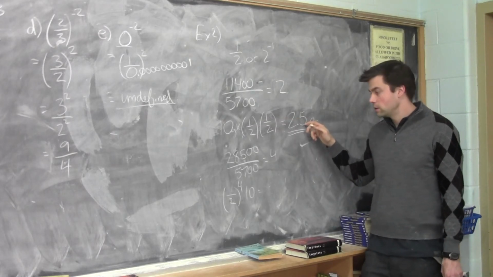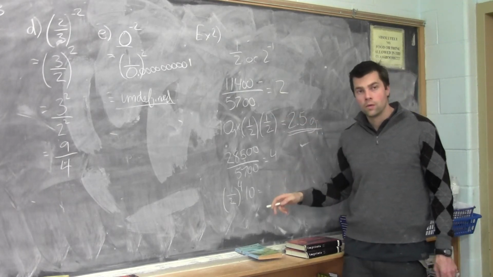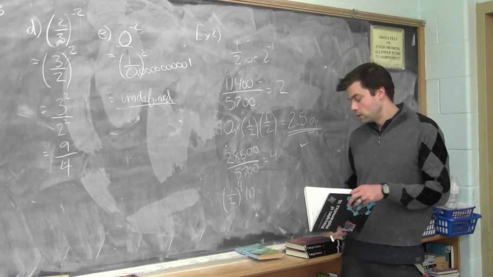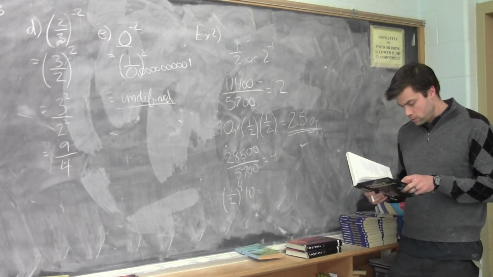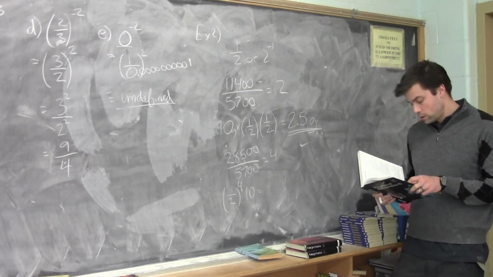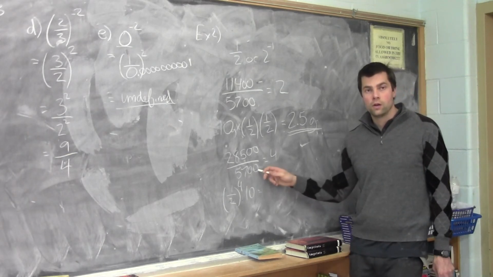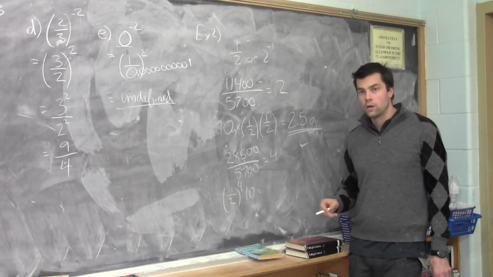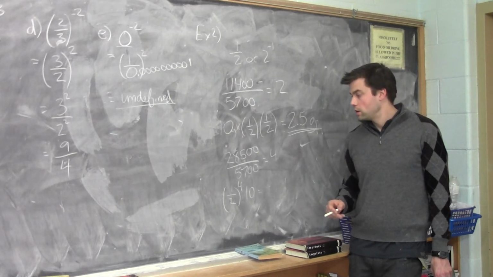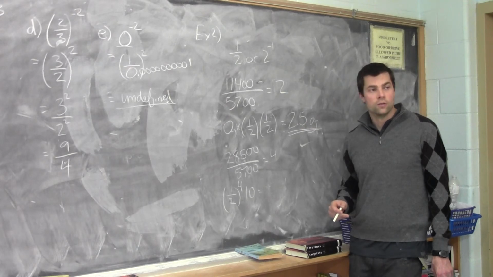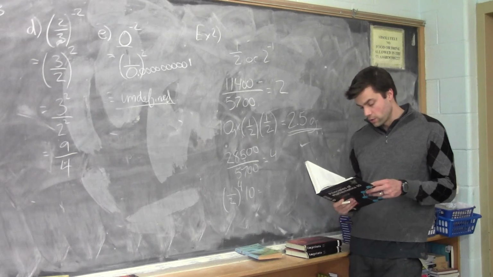No, I mean the next one: 28,500 over 5,700, isn't it equal to 5? You can do the division on your calculator. It should be 5. I can do it in my head: 5 times 5 is 25. Somebody use a calculator. Yeah, it's 5. That's weird, the book has 4.